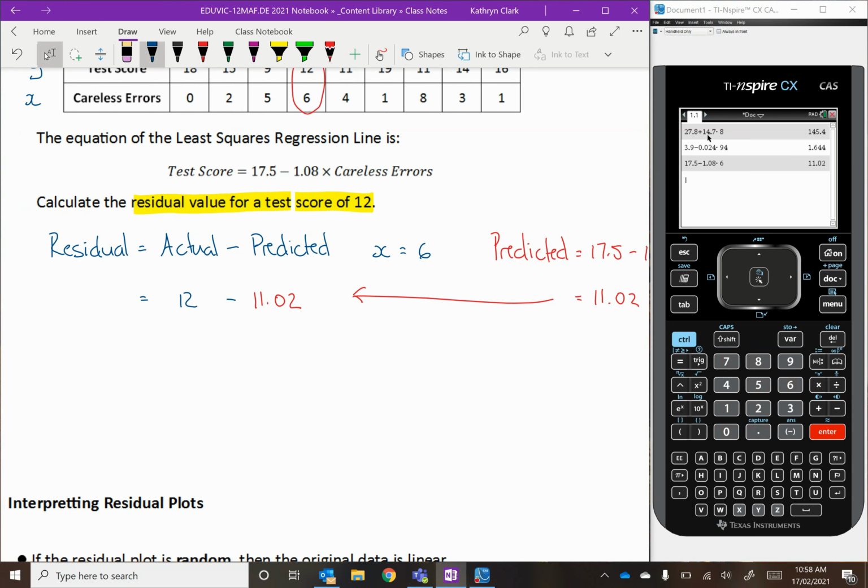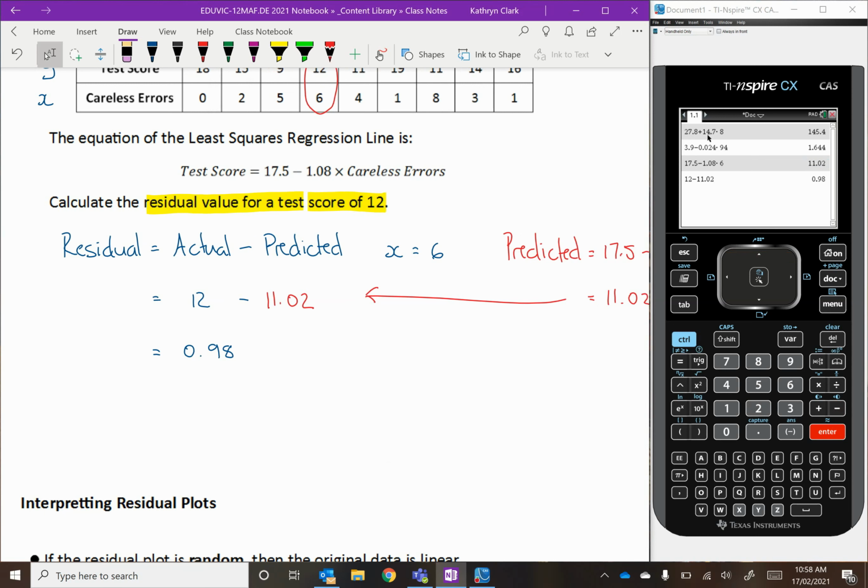So now find the difference between my actual and my predicted. I'm going to do 12 minus 11.02. And our residual value is 0.98. Now this is a very common exam question, and they're not often done very well. And we're going to have a look at a few more of those as we go through.